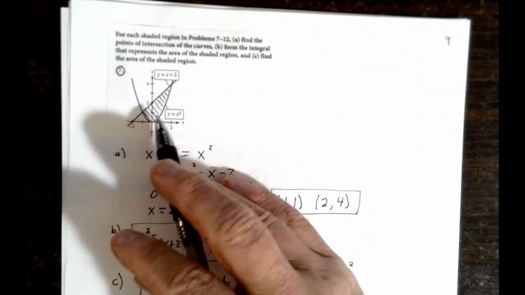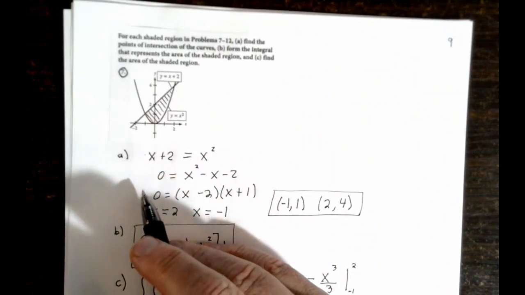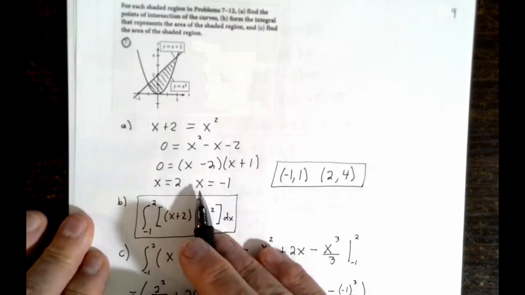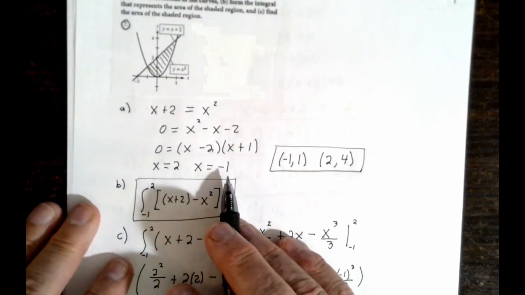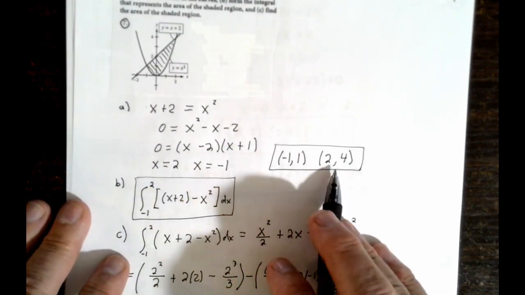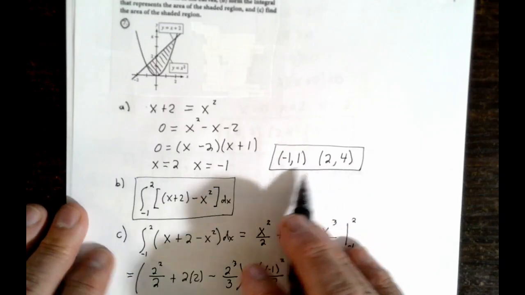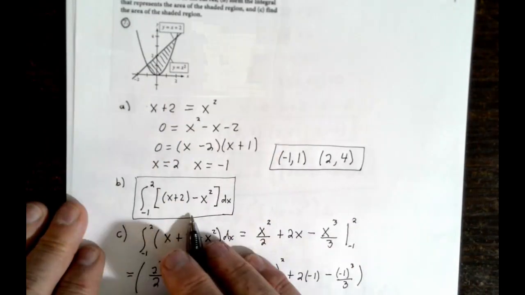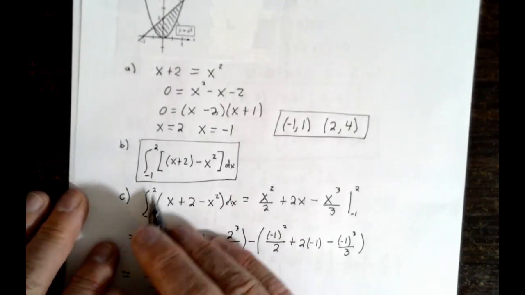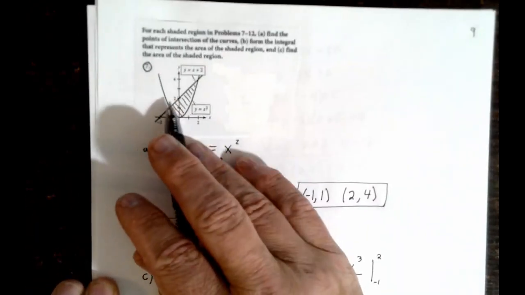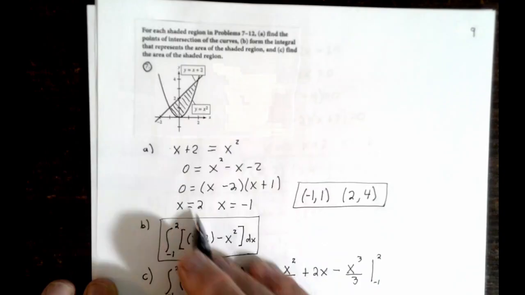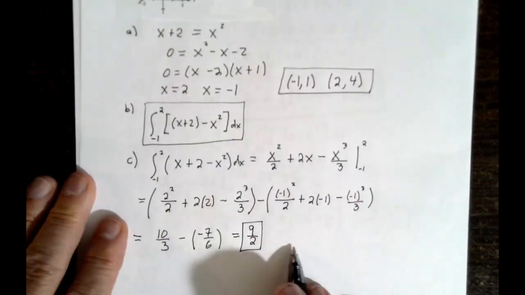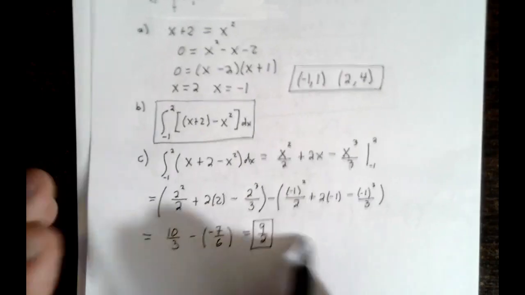Number 7. They don't give you the limits of integration, so you have to set these two equal to each other and solve so that you know what the limits are. And if you plug those values into either function, you'll get the y-coordinate. We don't necessarily need that. What we do need is the x-coordinates. And so you take the higher function, the line, subtract the quadratic, and you integrate that and plug in your values.